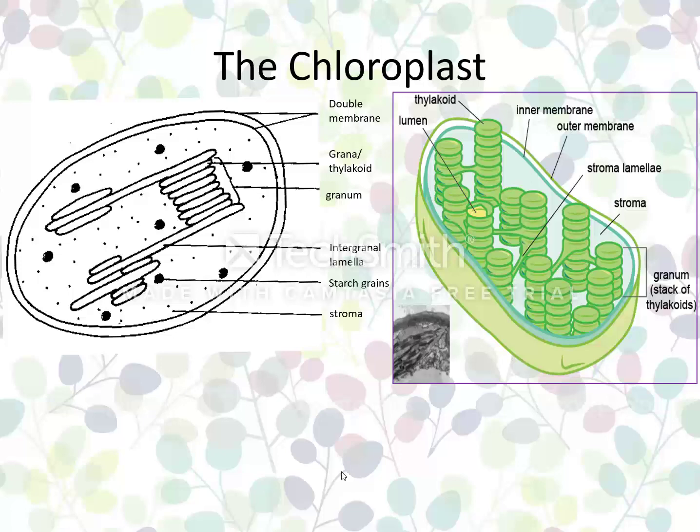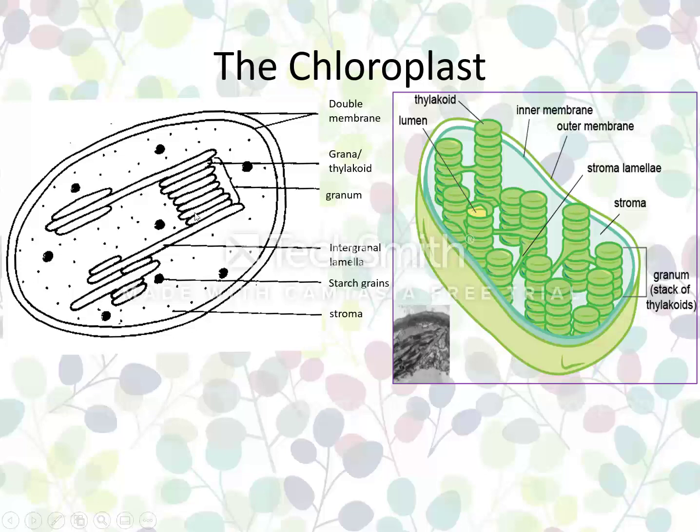Then you've got these little stacked coins. So these little structures here, 1, 2, 3, each one of them is called a grana, or 1 thylakoid. It's the same thing. When I stack them up, so when I've got a whole pile of them, the stack is called a granum. Okay, so this little green structure over here is a grana or thylakoid, but the entire stack is 1 granum.